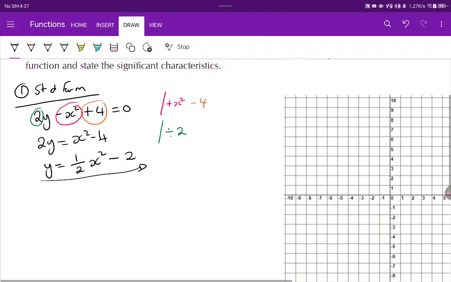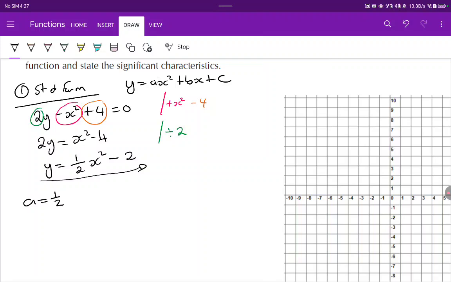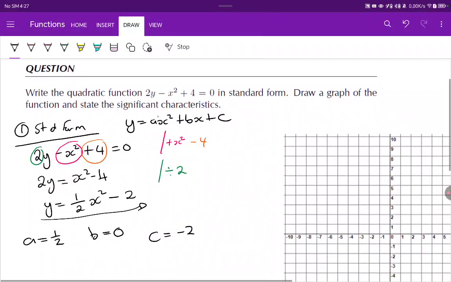Now, standard form is y equals ax squared plus bx plus c. And in this instance, you can now identify that a is equal to a half and c is equal to negative 2. What about b? b equals 0, because 0 times x is 0, and if it was 0, we don't write anything down. First part of the question is done. We've got standard form. Let's do the second one.